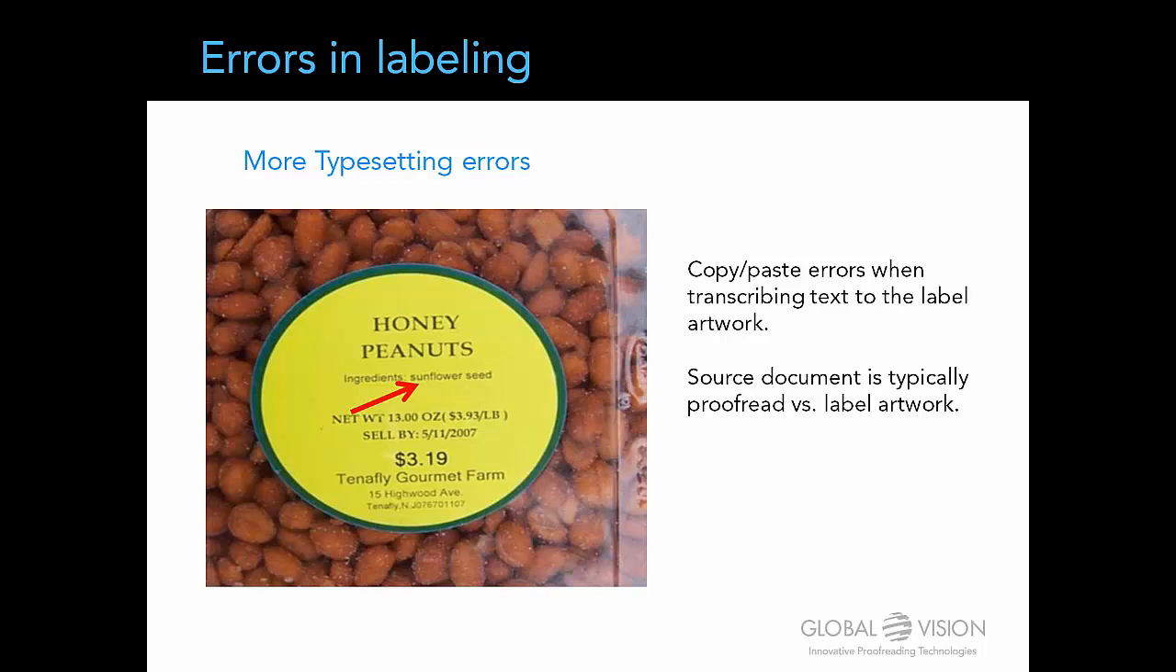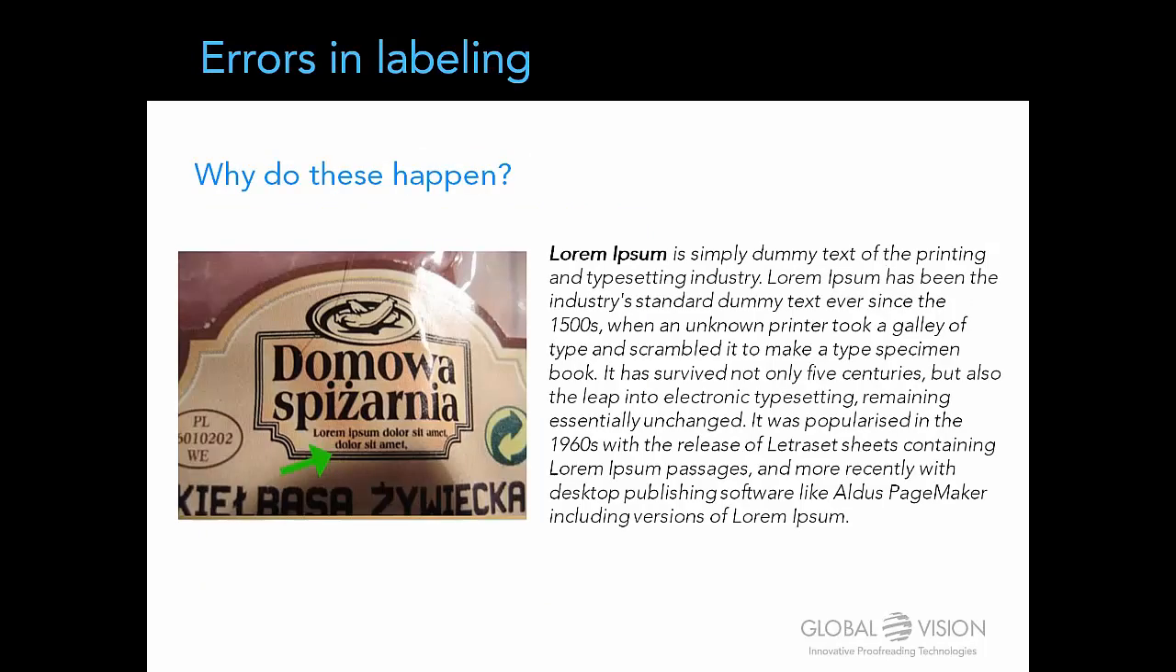So why do things like this happen? When you're dealing with artwork and your labeling process, you're dealing with source documents and the artwork, and you're doing a lot of copy pasting from your sources to your destination. So when you're doing that typesetting process and transcribing text to the artwork, these types of errors can occur. And even though you are typically proofreading the source document versus the artwork, it's not that obvious that this word is repeated twice, especially if you have a lot of documents and artwork that you have to proofread from time to time.